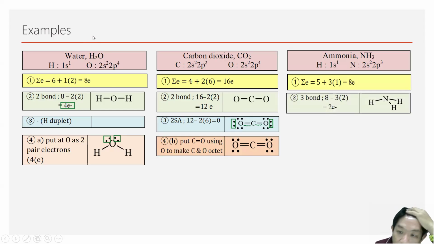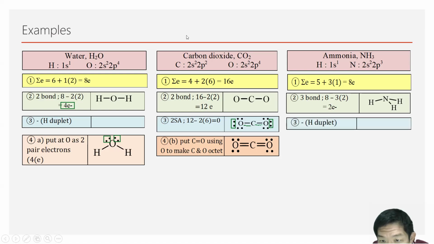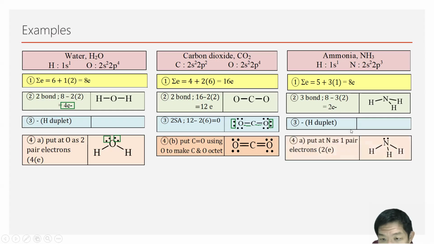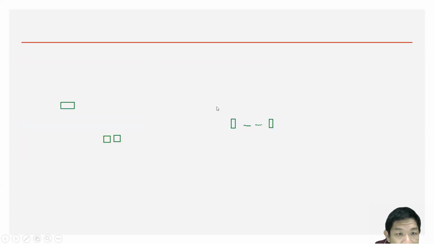So place 3 bonds, which is 8 minus 3 times 2. So since hydrogen is duplet, you have no step 3. And then place the remaining as a lone pair of electrons on the nitrogen here. So that is how you're going to draw for ammonia. Okay, more examples coming up.